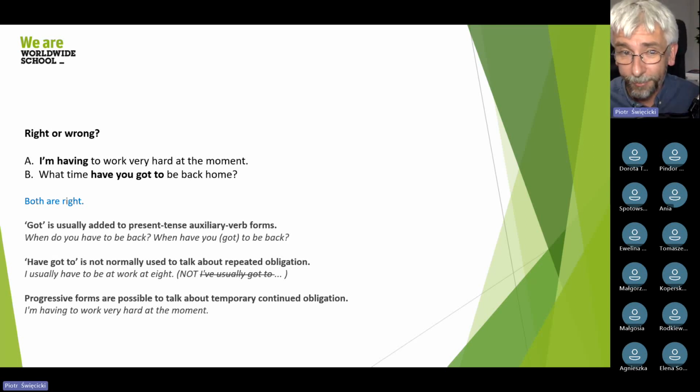So have a look at this. I usually have to be at work at 8. That's regular obligation. You don't use got in such situations. Progressive forms, such as I'm having to work very hard at the moment, are also possible to talk about temporary continued obligation. What is temporary continued obligation anyway?